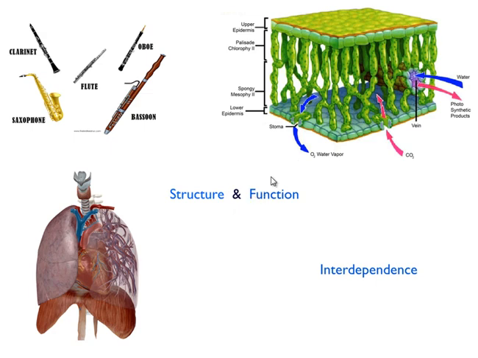So let's take a minute to identify the structures that are involved, or the instruments involved in the band, and the structures of the plant cell chloroplast. As you can see, we have the clarinet, saxophone, flute, oboe, and the bassoon. These are the woodwind section of the orchestra or band, and each of these instruments has a role to play in the function, or the music, that the band creates.